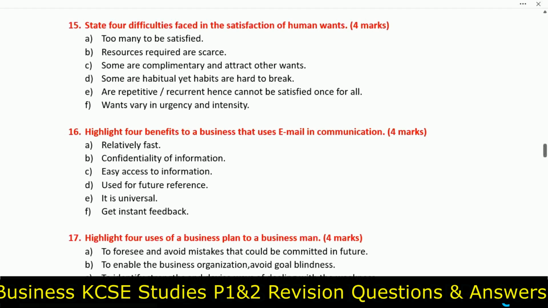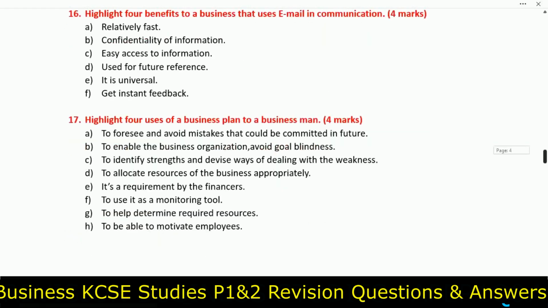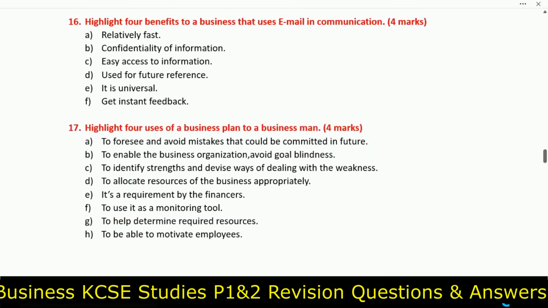Next, wants are repetitive, that is recurrent, hence cannot be satisfied once and for all. Next, wants vary in urgency and intensity. Go to question number 16. Highlight 4 benefits to a business that uses email in communication.